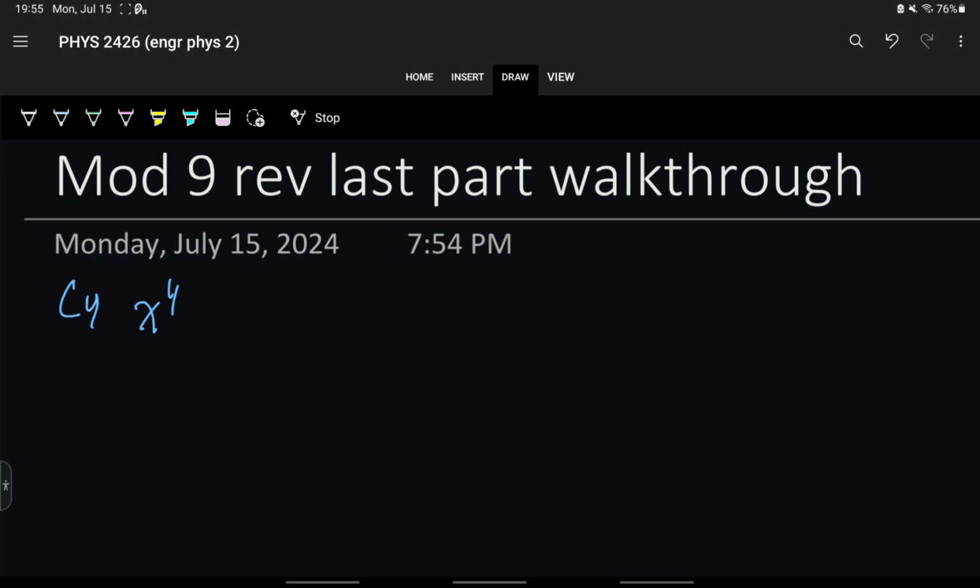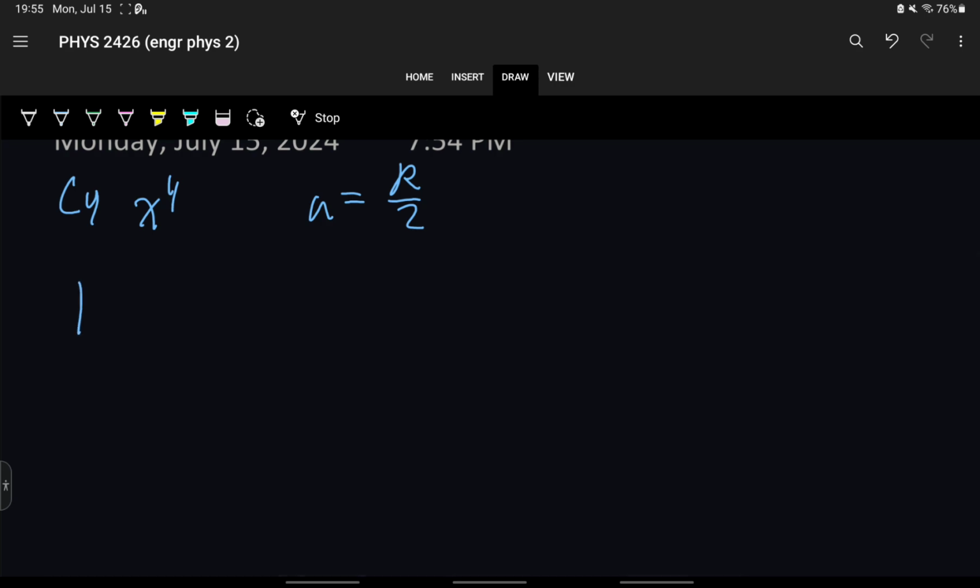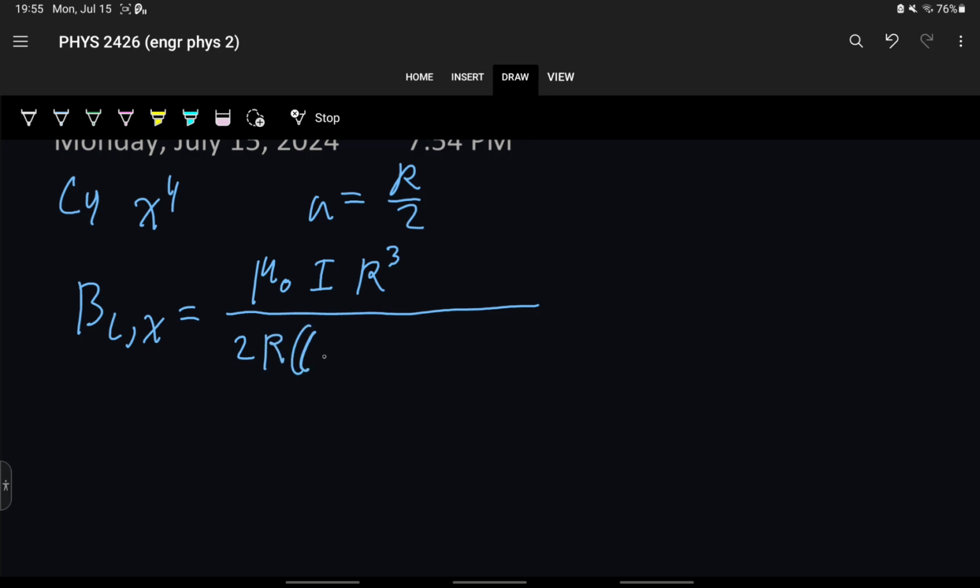So given the fields of the left and right loops, we're going to write down that a is equal to r over 2. If you simplified this earlier, then great. If not, this is what it may look like: B sub l of x equals mu sub 0 times I times r cubed, all divided by 2 times r, then in parentheses x plus r over 2 squared plus r squared, all to the 3 halves.